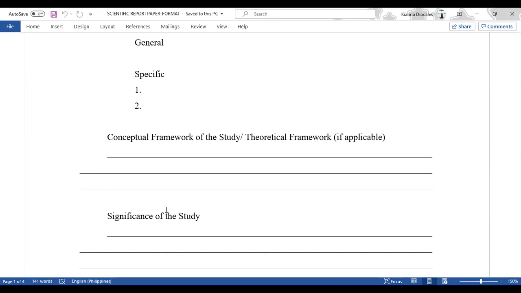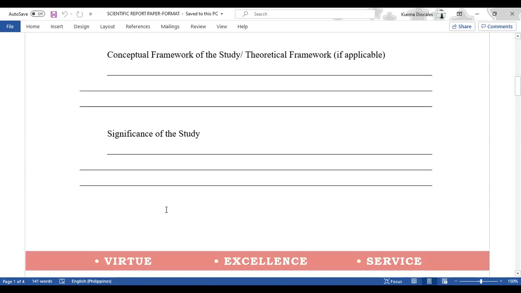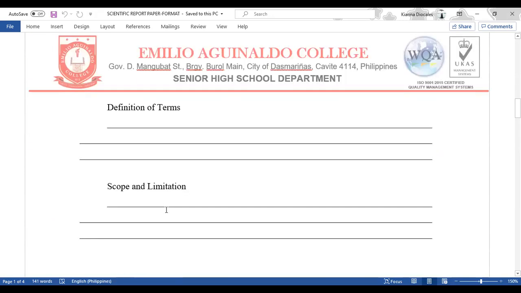For the theoretical framework, kung meron lang po, if applicable, you should provide that one based on the discussion I have a while ago. For the significance of the study, of course, the beneficiaries of your research, you should write here at least 3 group of people or group of agency that will benefit your study. Definition of terms, those unfamiliar words that you have used for your paper, you have to define that one, whether it is conceptual or operational.